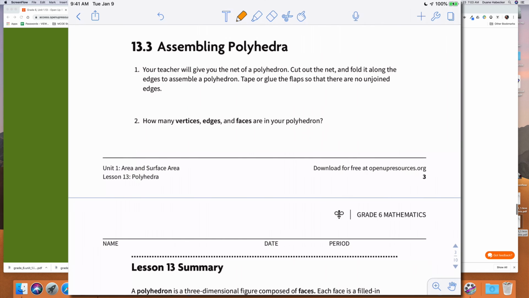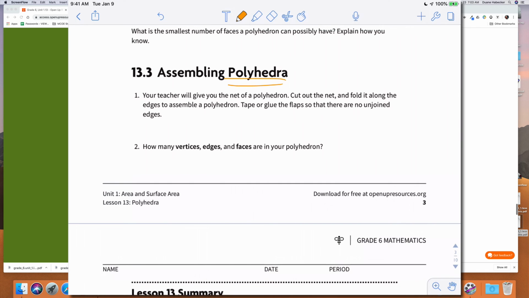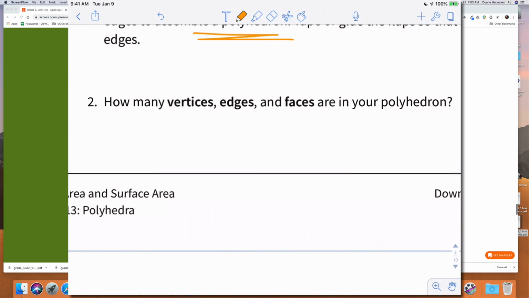Assembling polyhedra. So we're continuing to practice our vocabulary. Now here, your teacher or you are going to give a net, an actual net of a polyhedra. Students are going to cut out the net. They're going to fold it, and they're going to make the polyhedra. And then the idea is to count your vertices, your edges, and your faces.